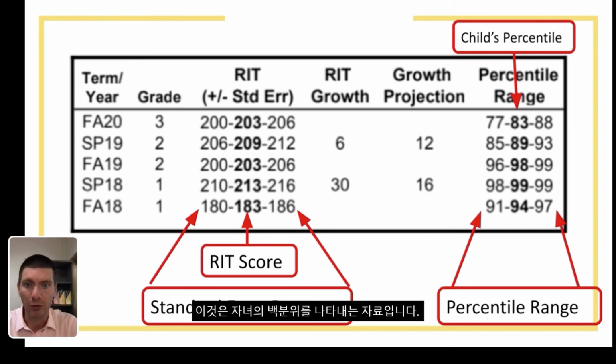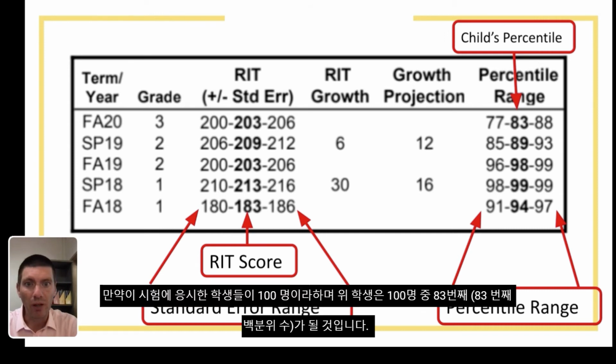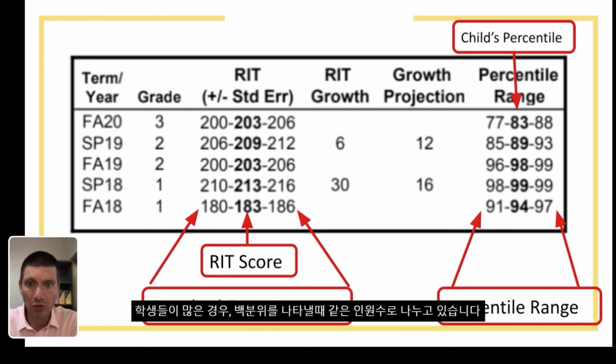This is your child's percentile. The way of thinking of this is, if there were 100 children who took the test, this child would come 83rd, or in the 83rd percentile out of 100. With huge numbers of children, they are divided up so there are the same number of children in each percentile.